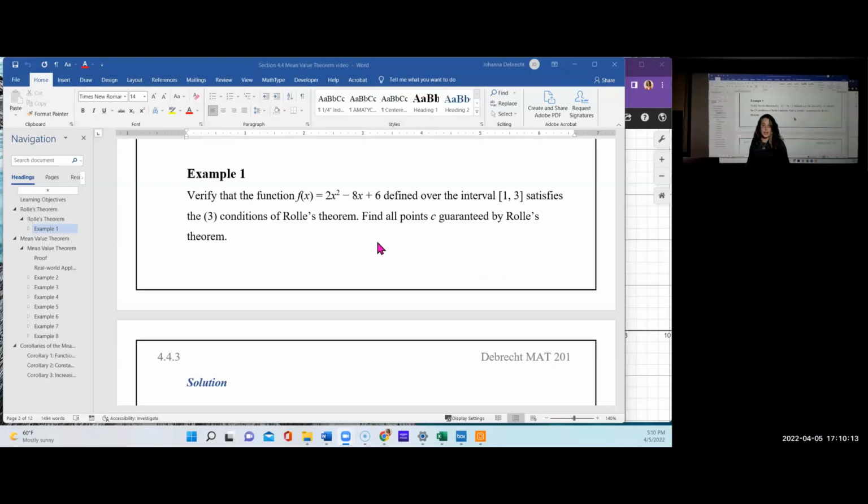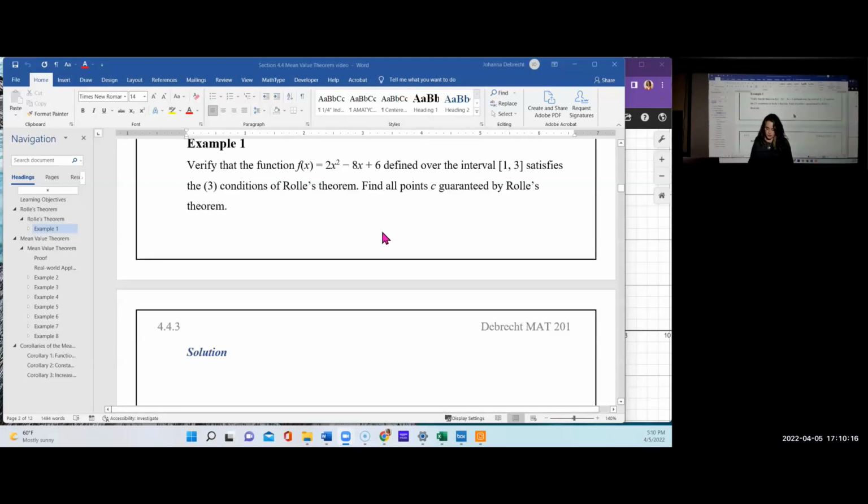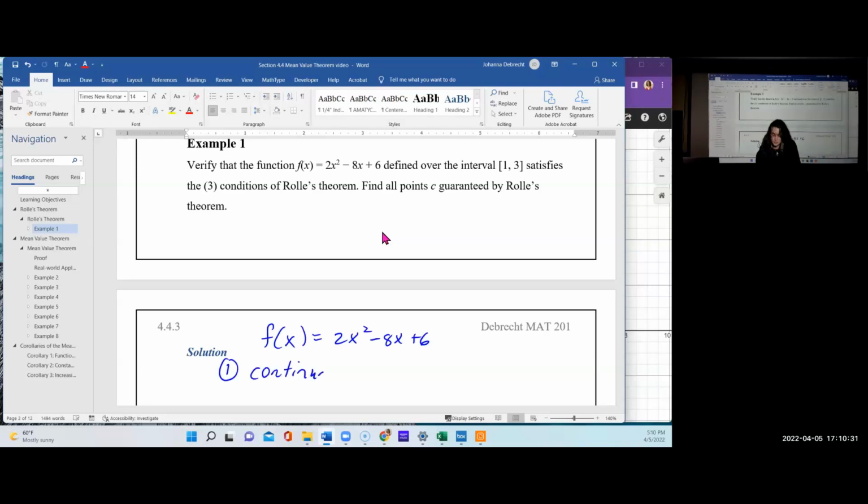First, we want to prove that it satisfies the three conditions of Rolle's theorem. So our function, again, writing it down here, is 2x squared minus 8x plus 6. Condition 1 is that it has to be continuous over the closed interval, so continuous on the closed interval from 1 to 3. And the answer is yes, it is. Why? Because it's a polynomial. Polynomials are continuous on the entire real number line. So we know it is definitely continuous between closed 1 and closed 3.